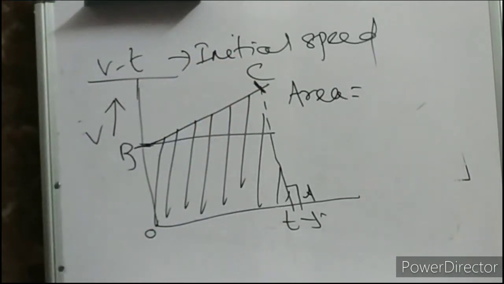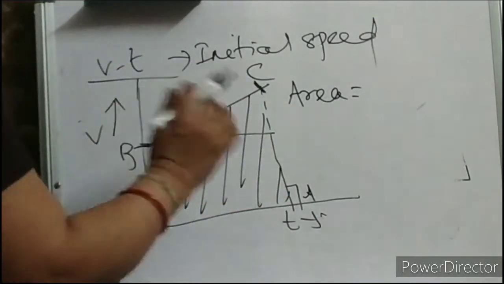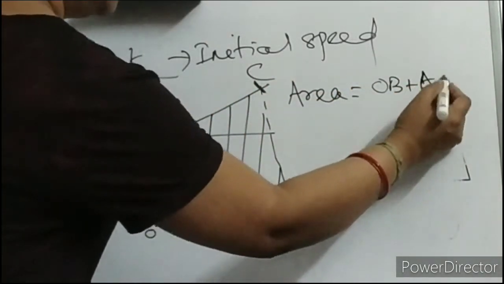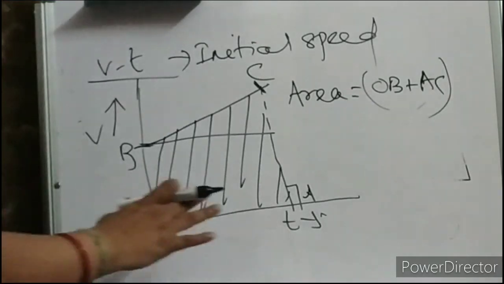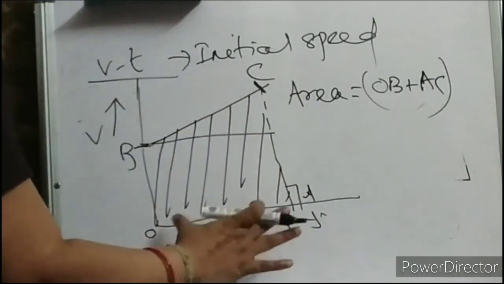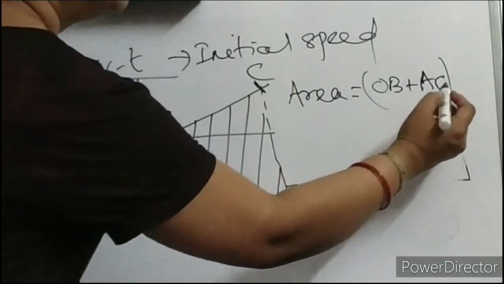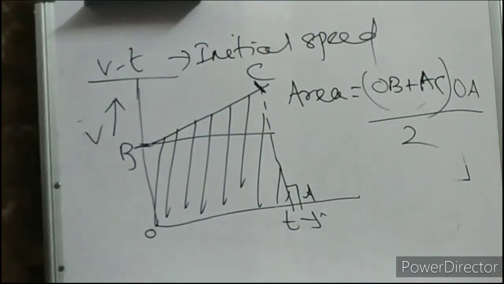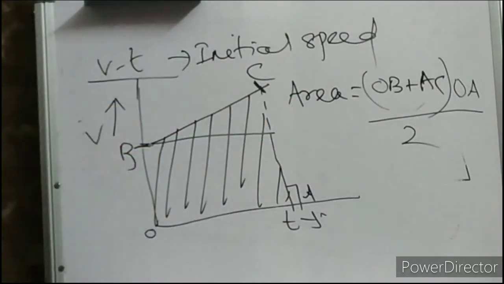So area of trapezium will be sum of two parallel sides. Sum of two parallel sides, that means OB plus AC. This is A. Sum of two parallel sides into the height. What is the height? Height will be this. These are parallel sides and OA is your height. Okay. So into OA divided by 2. This is the area of the trapezium. That means this is the distance travelled by the moving body.